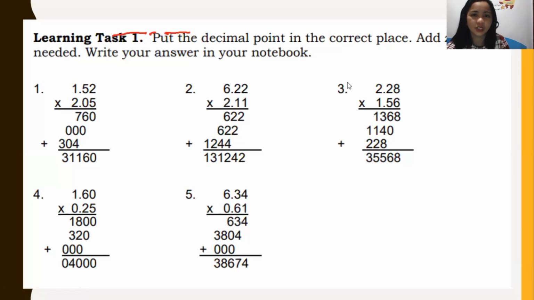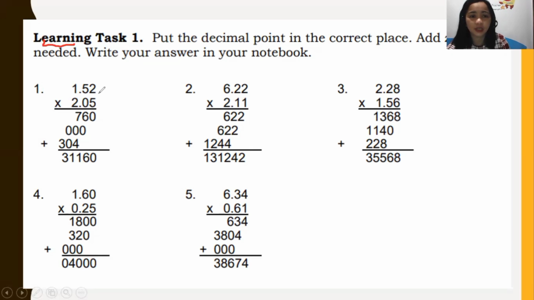Now let's proceed to learning task number 1. Learning task number 1 tells you to put the decimal point in the correct place. Add 0 if needed. Write your answer in your notebook. And sometimes sa papel ako nagpapasagot. So dito, actually, kung mapapansin nyo, may sagot na. We just need to put the decimal point in the answer. Magbigay tayo ng example. May sagot na siya, hindi mo na siya isa-solve in learning task number 1. Lalagyan mo na lang siya ng decimal point.